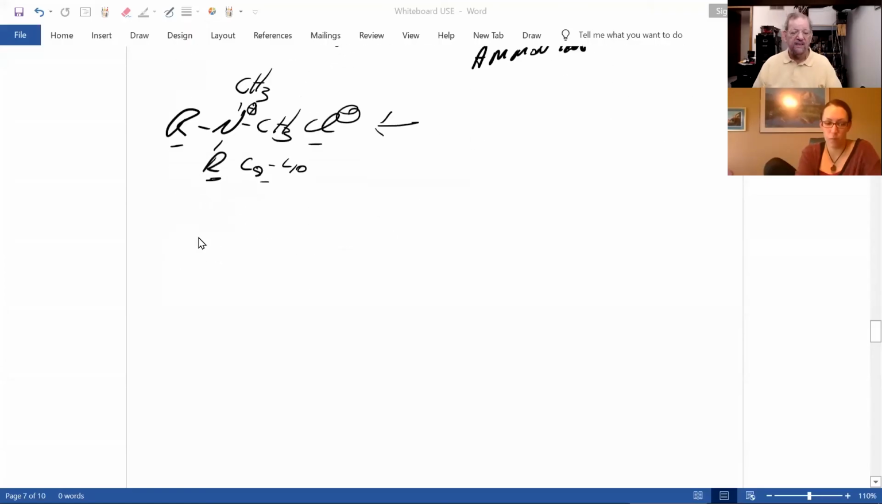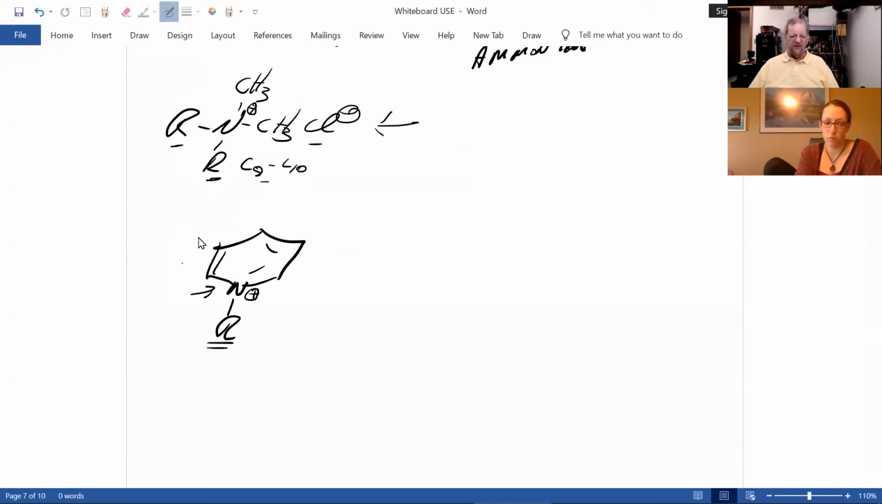Cetyl pyridinium chloride. I'll teach you later on. Pyridine is what we call a heterocyclic. It's a 6-membered ring where one of the carbons has been switched off for this, by the way. And our group, cetyl, C12, and this is a quaternary ammonium salt.